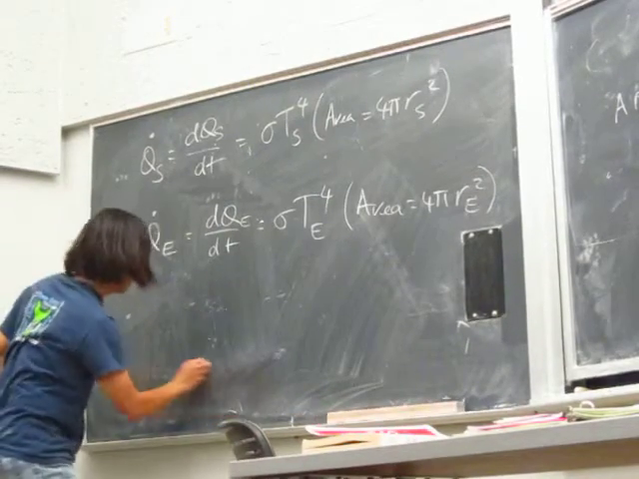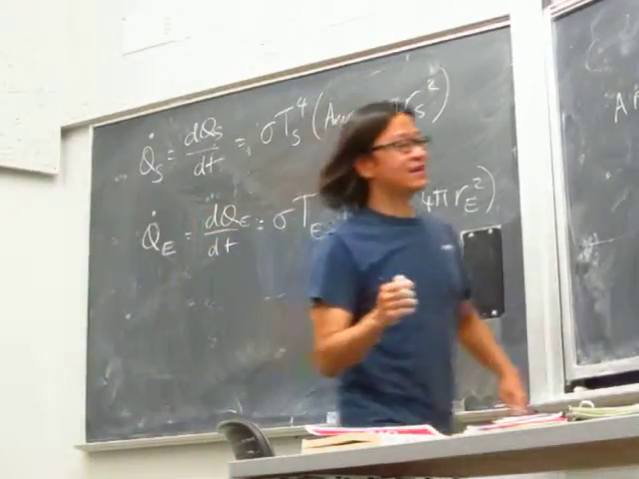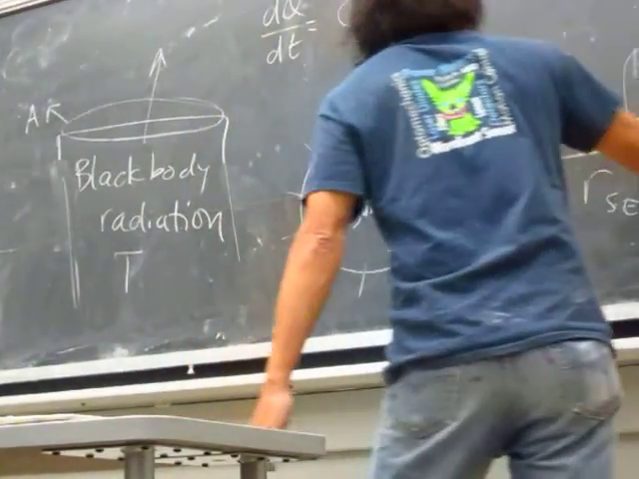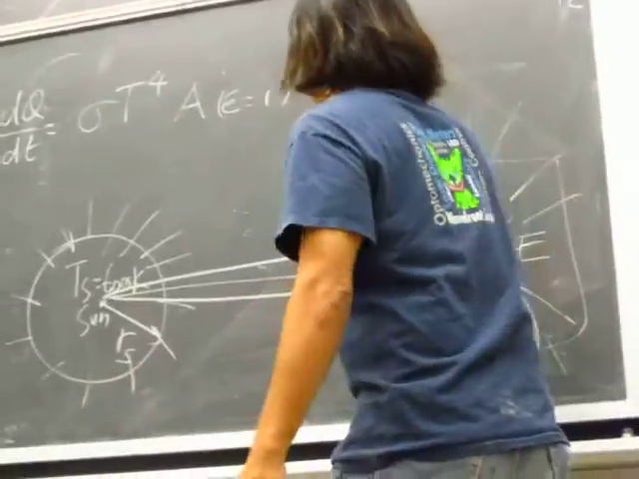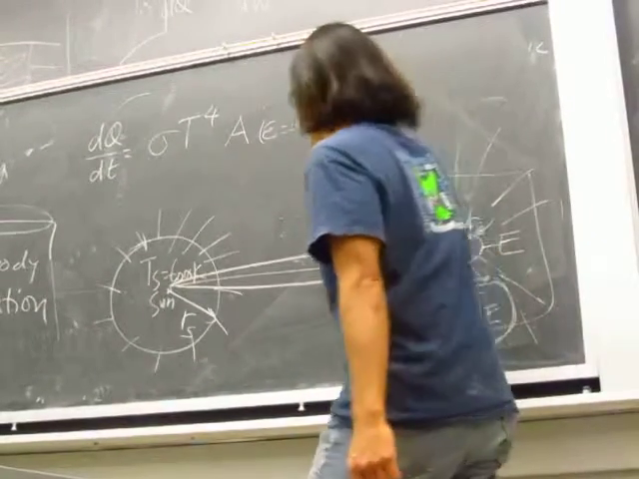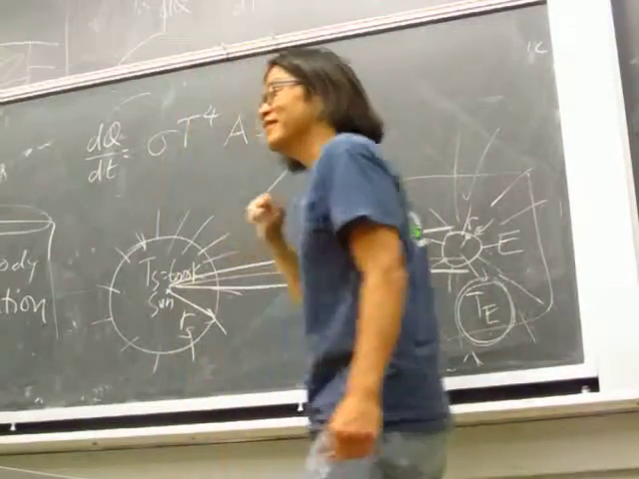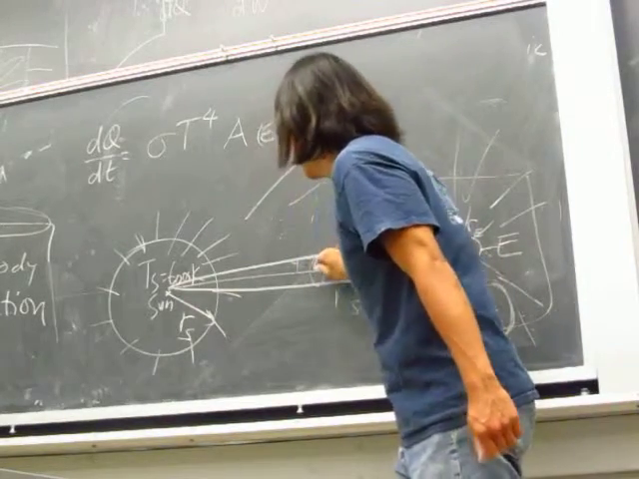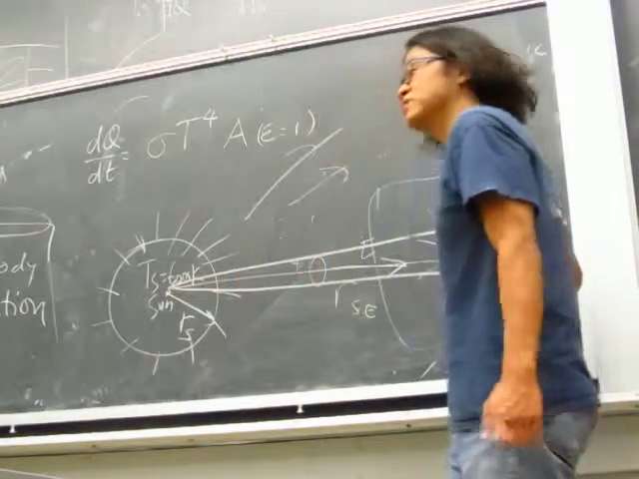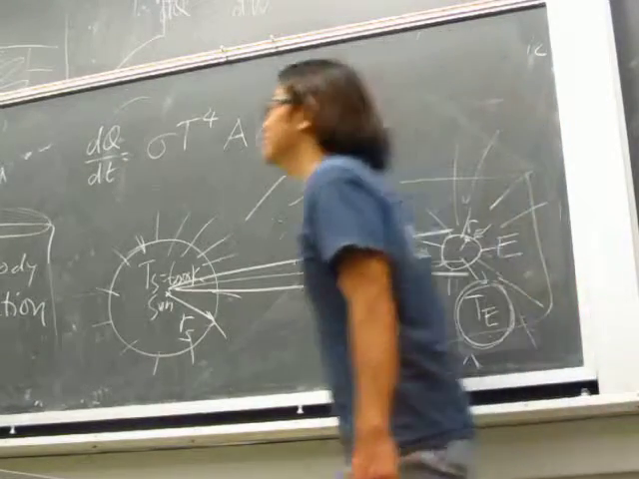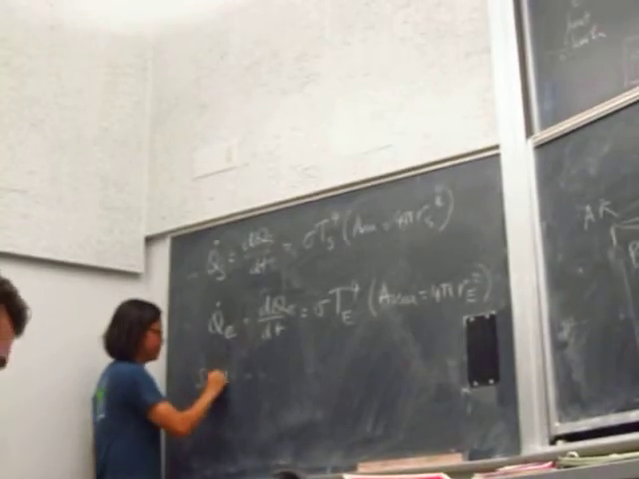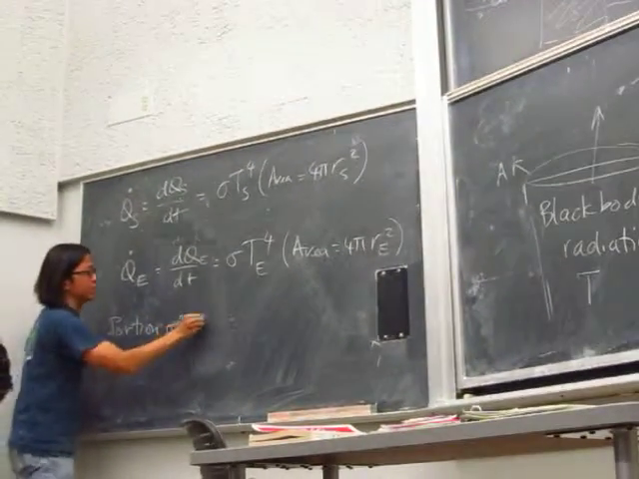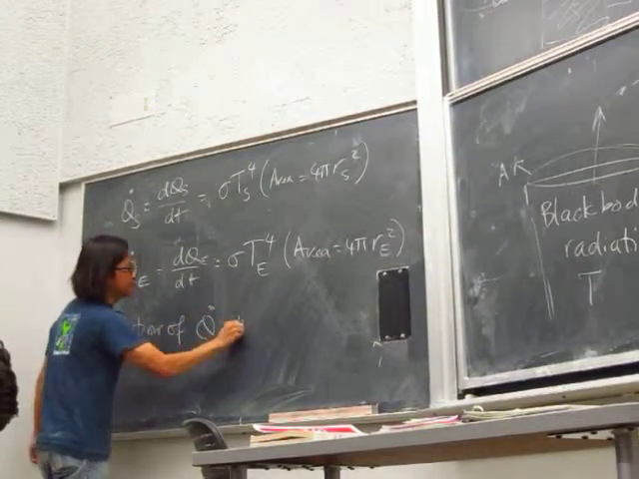No, it's not true because, back to my story here, only this portion of the radiation will hit the Earth, right? The rest goes into outer space, right? So we want to calculate what is the portion of Q sun that actually hits the Earth, right?